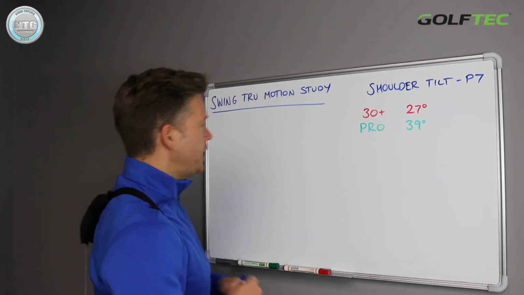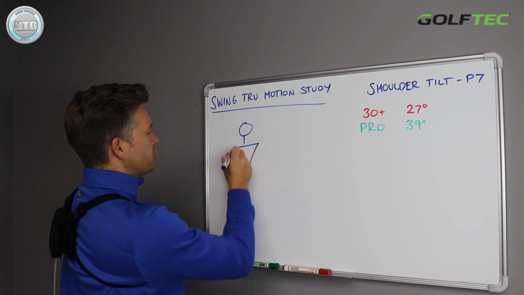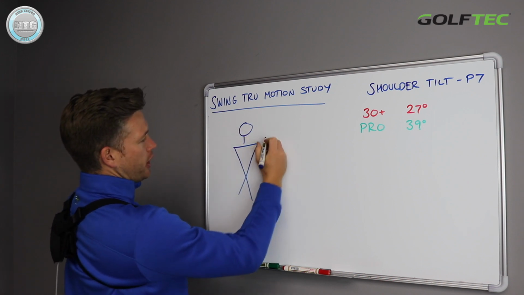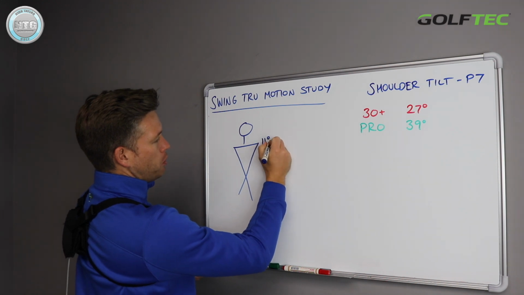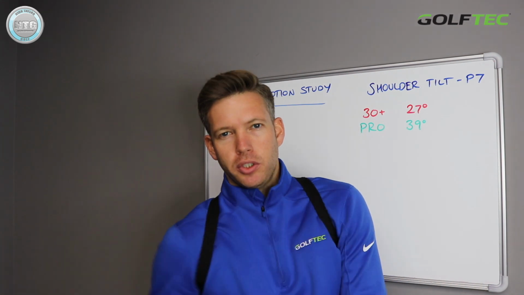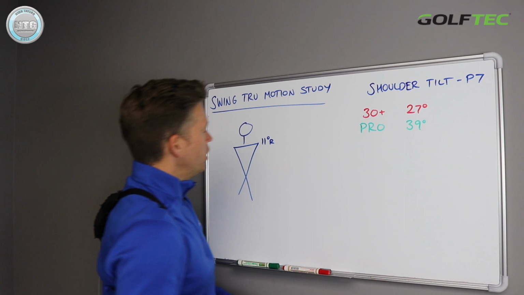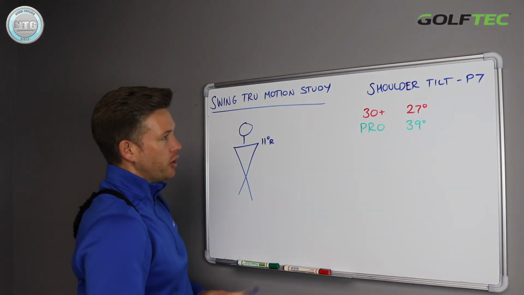So for me to explain that before we get into this video, if you take a look at the golfer setup, his shoulder angle here is actually going to be, for the tour players, around 11 degrees to the right. As the tour players set up, their shoulders are slightly tilted on the angle, partly to do with the way they hold the golf club with the right hand lower than the left. However, we're going to take a look at P7.